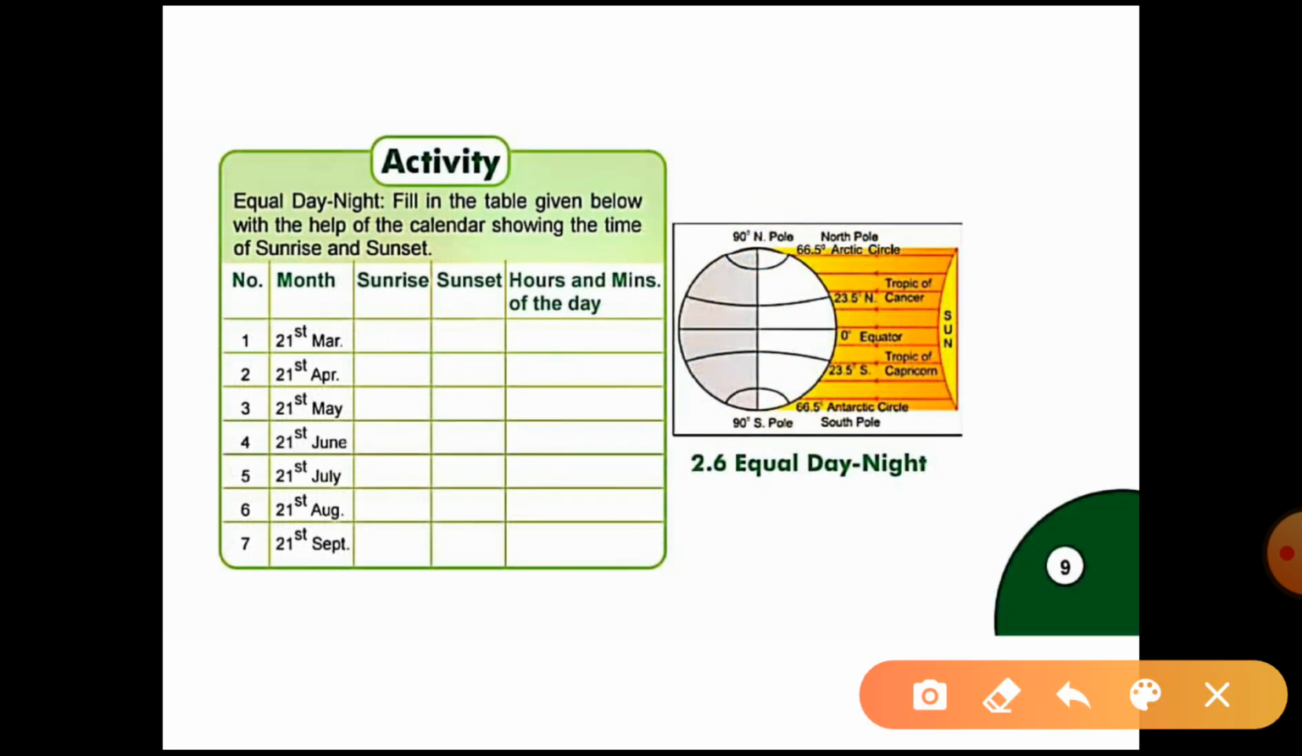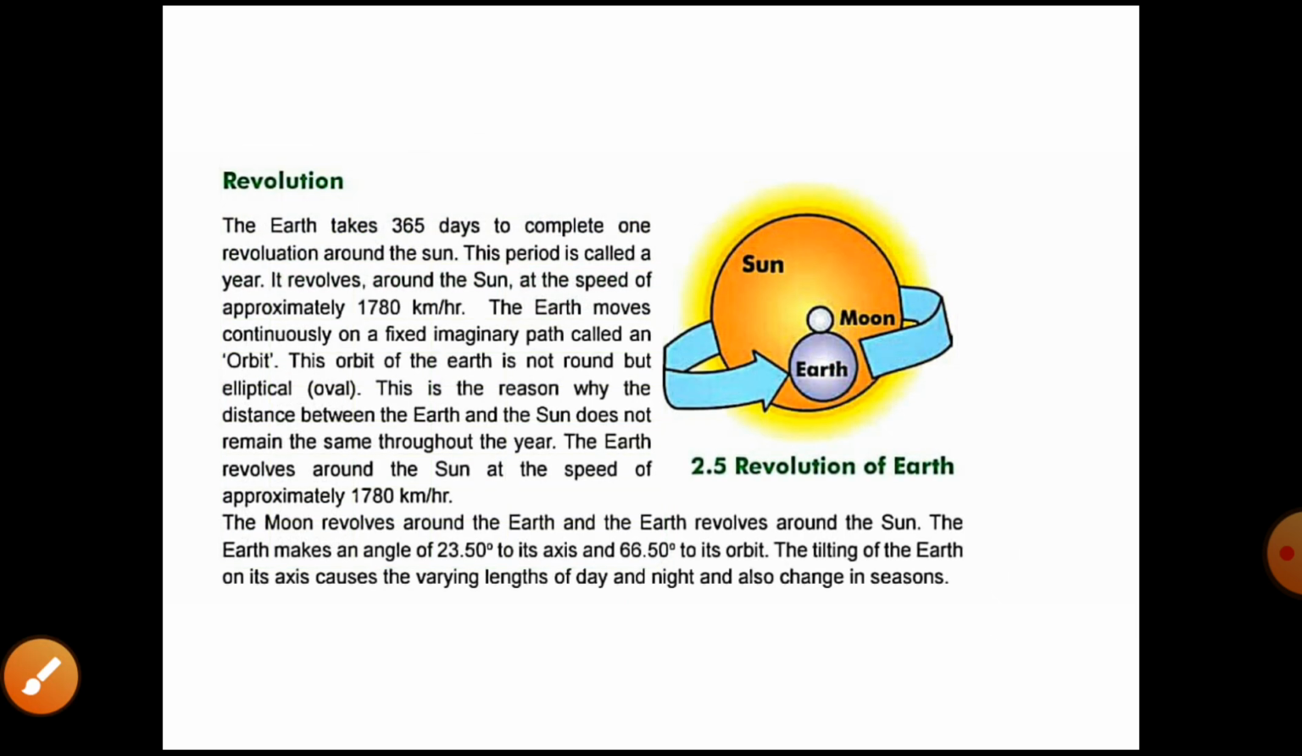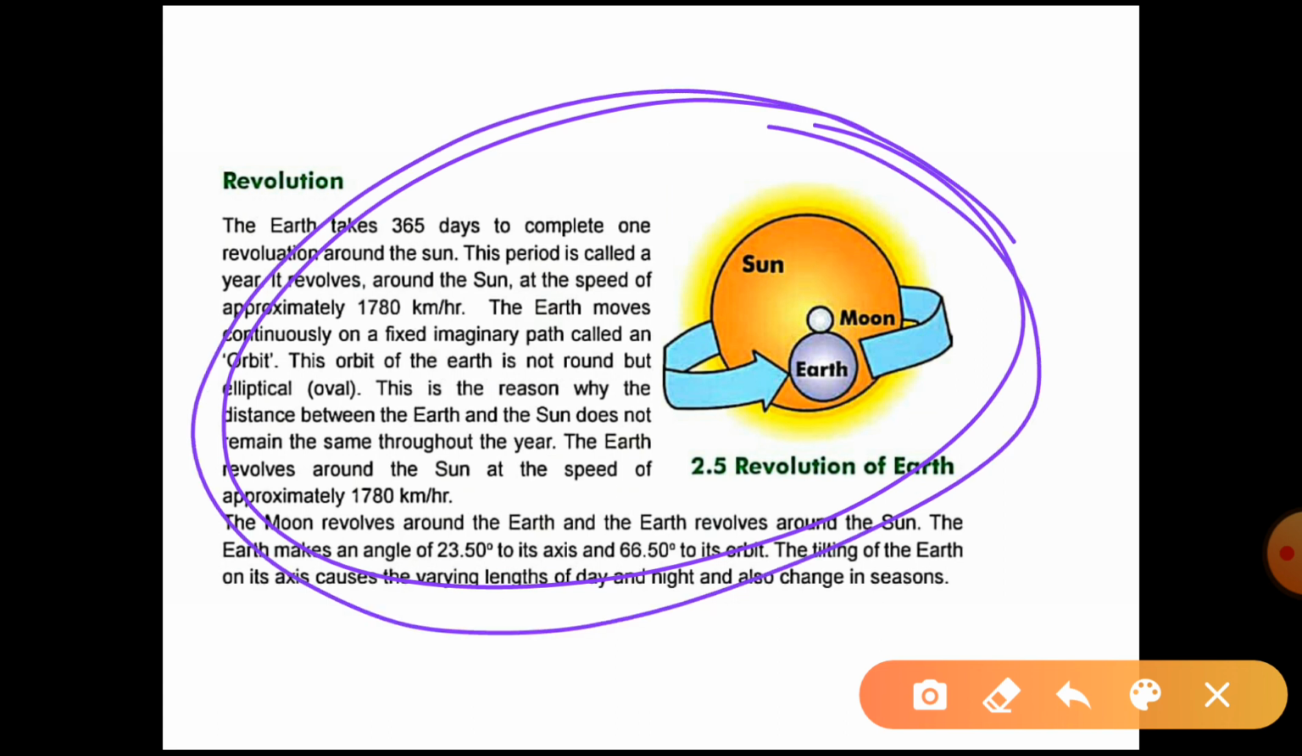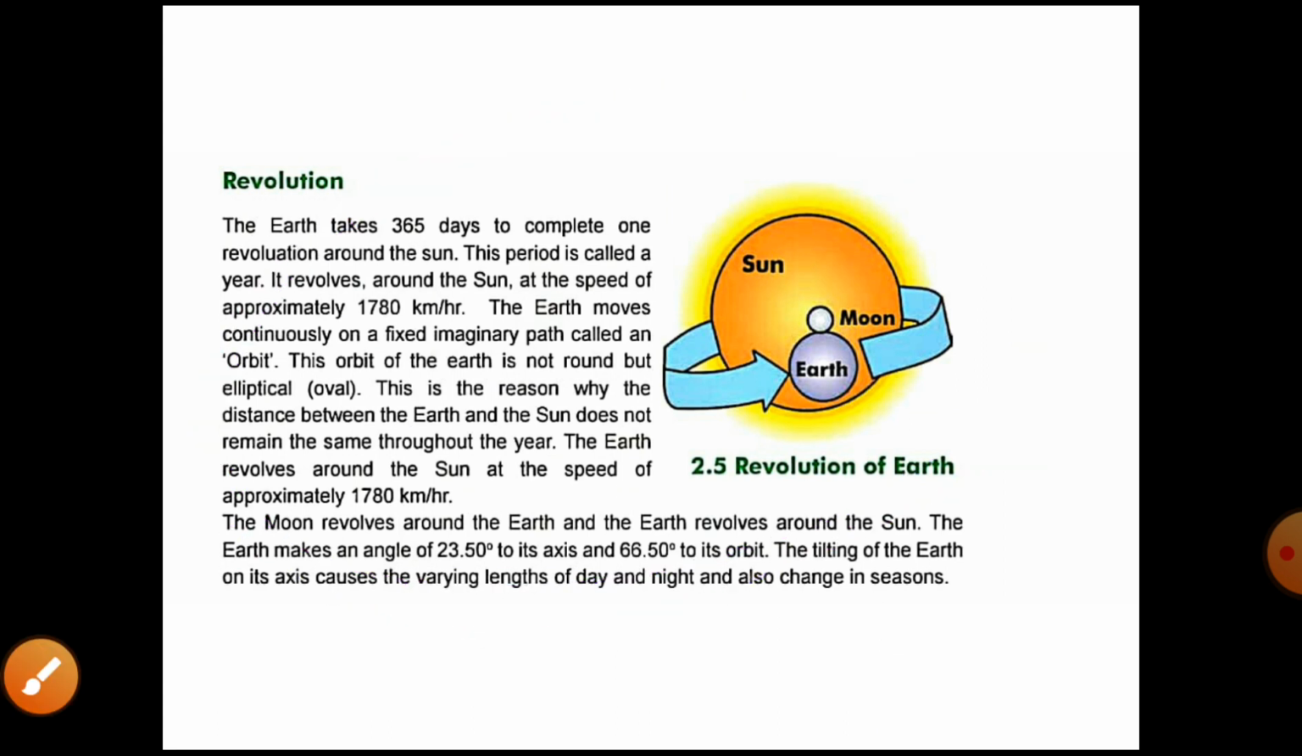Oval means oval, which means okay, this one. So the earth is not revolving in this circular path, it is revolving in this oval shape around the sun. This is the reason why the distance between the earth and the sun does not remain the same throughout the year.